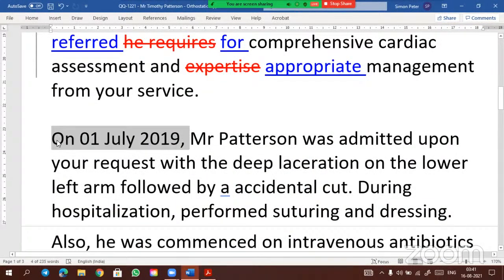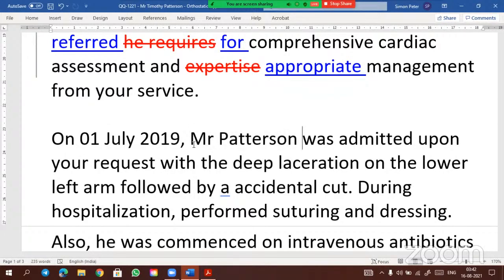So, Mr. Patterson, so you have to think about these phrases like this. On 1 July 2019, Mr. Patterson was admitted upon your request. So upon your request, yeah, of course, he sent you the patient. Doesn't he know? Doesn't he know?